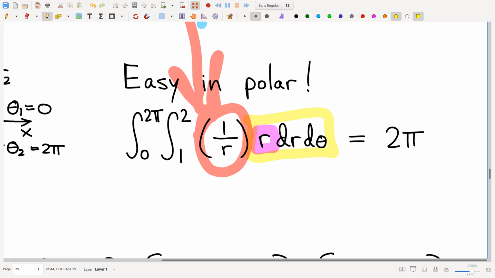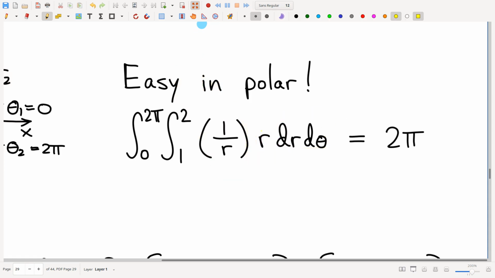So r dr dθ, though, is dx dy. That does make sense. That is a thing, and it helps you remember to actually put that r in there. And then notice this turns into a super easy integral with that cancellation, and boom, we win. There are 2π alligators in our moat.